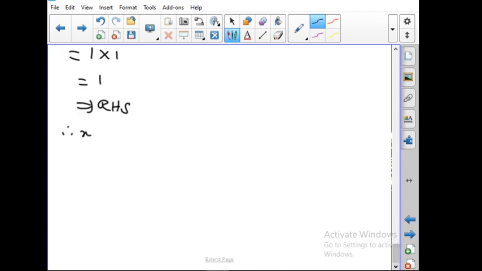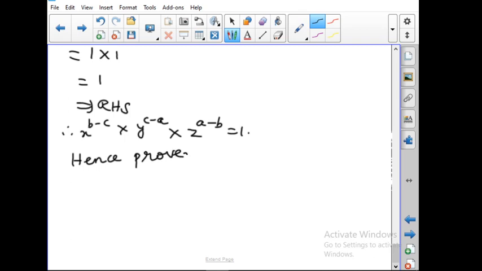Therefore, X power B minus C into Y power C minus A into Z power A minus B equal to 1. We took the LHS and we brought the answer as RHS. So, hence proved. So the 12th problem is over.